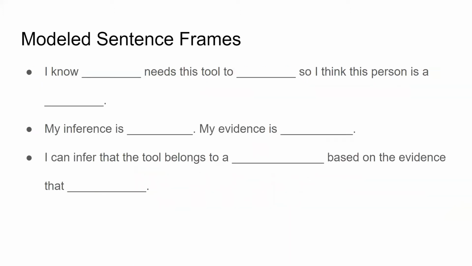Here are some examples of modeled sentence frames I might use in my lesson. So I know blank needs this tool too, so I think this person is a blank. Another sentence is, my inference is blank, my evidence is blank, and I can infer that this tool belongs to a blank based on the evidence that blank.